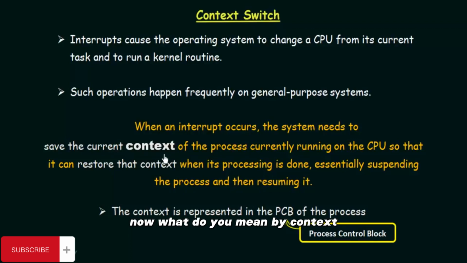Now, what do you mean by context? Context consists of the current state or the current information about that particular process. And why we need it is because when the process resumes its execution, it needs to know where it stopped executing at that particular moment, so that it will know from where to resume its operation again. Alright, so that is what we mean by the context.